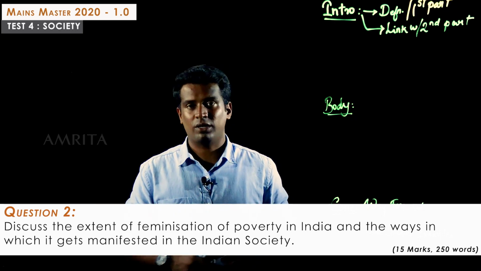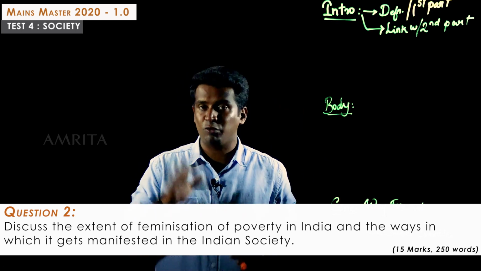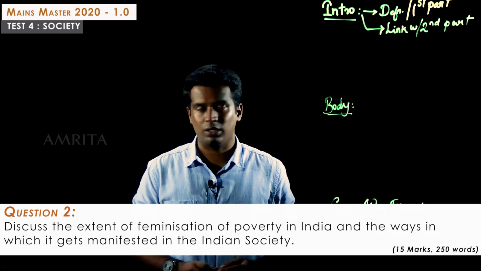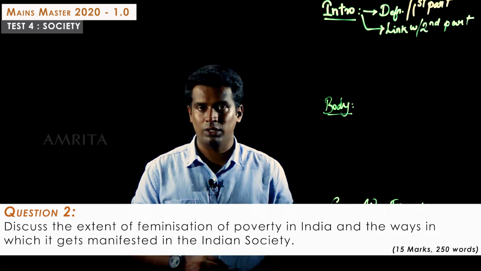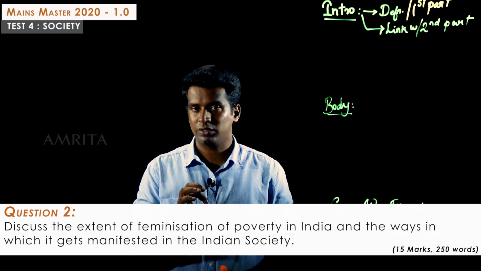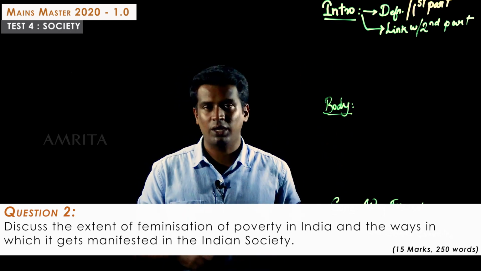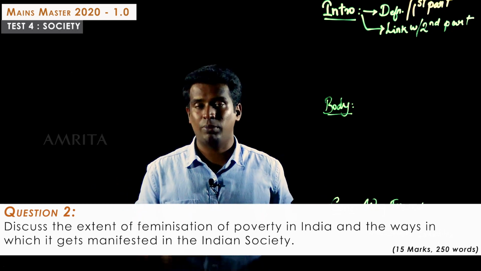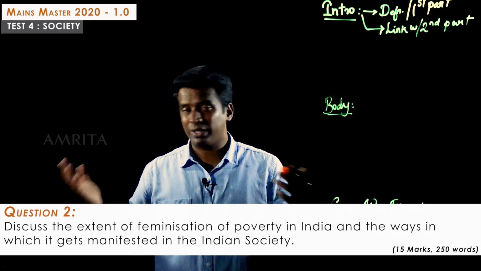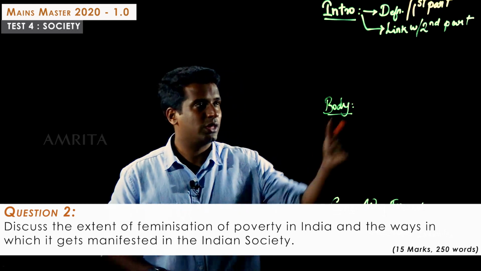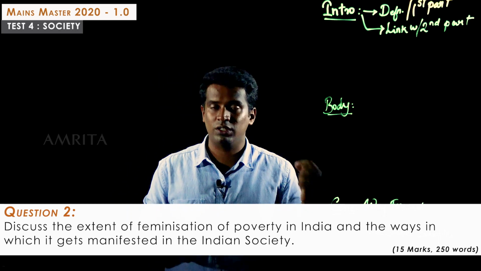In the first part, I'll go with the introduction, body and conclusion. That is the general structure we have to follow in our mains answer writing. In the introduction, give the definition of feminization of poverty, a working definition. That will be the first part. Then link it with the second part, where you say how it gets manifested in Indian society.